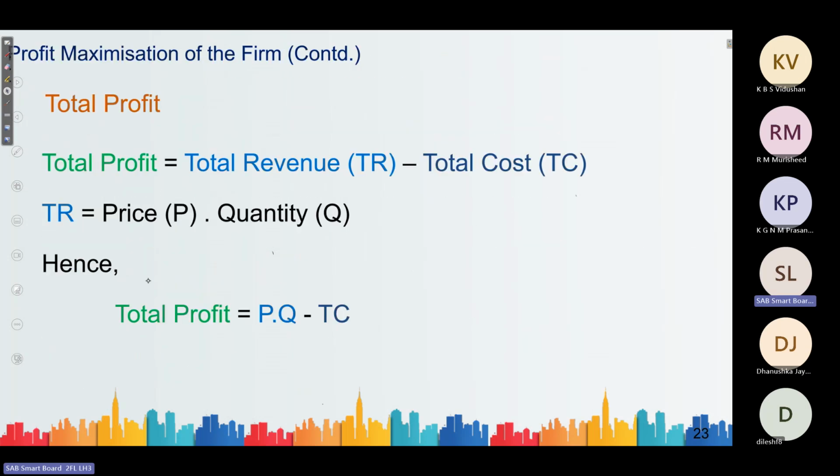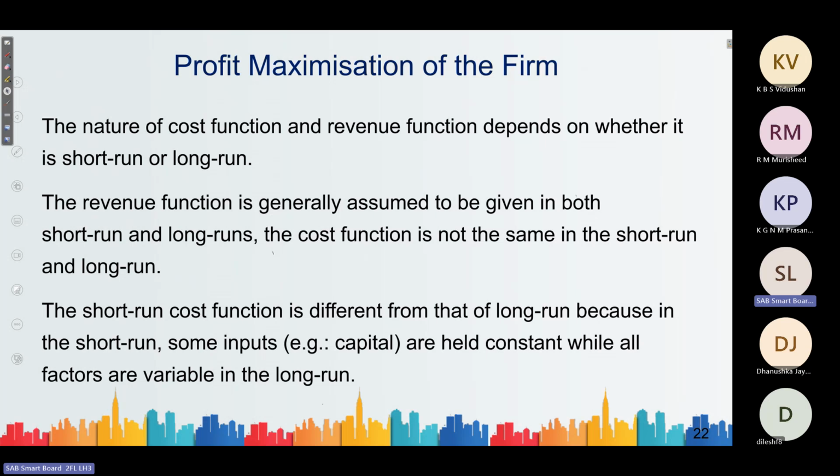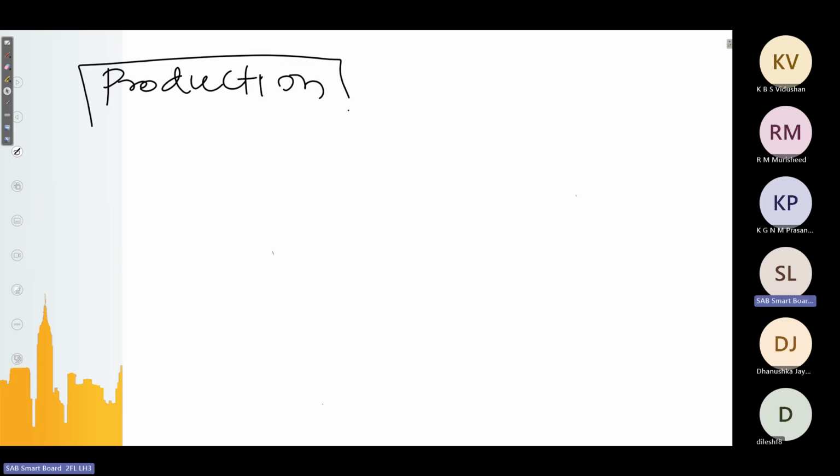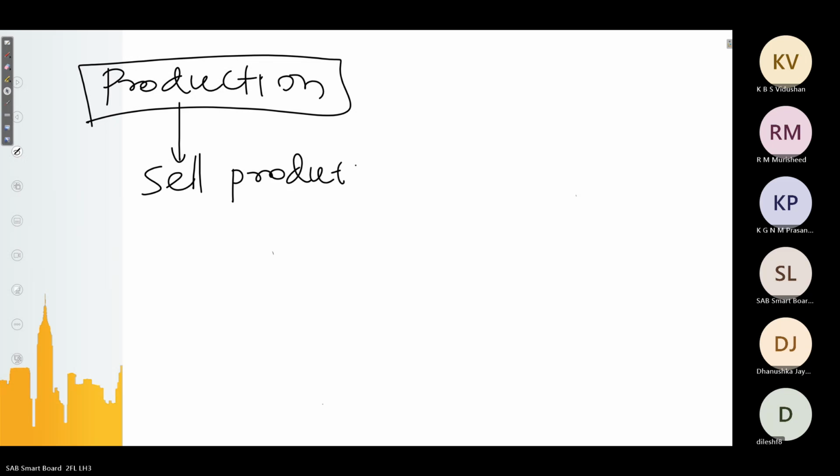Okay, the next section is about profit maximization. So now we learned the two sides, production side and the cost side. Because of production, the firm can earn revenue. Production is there, so they can sell their products in the market. As a result, they earn some sort of revenue.